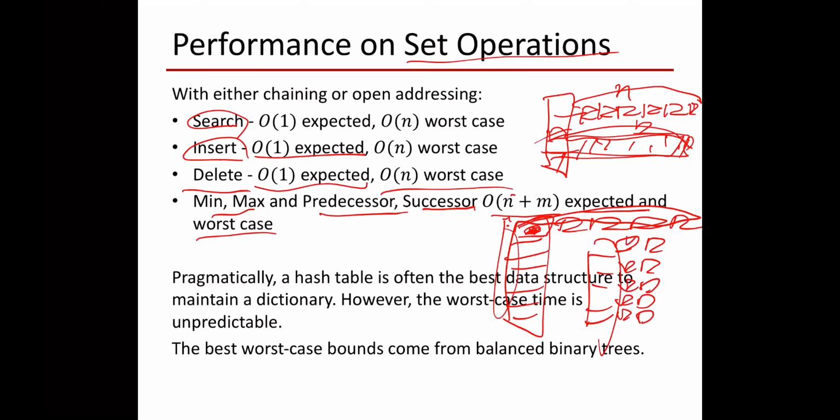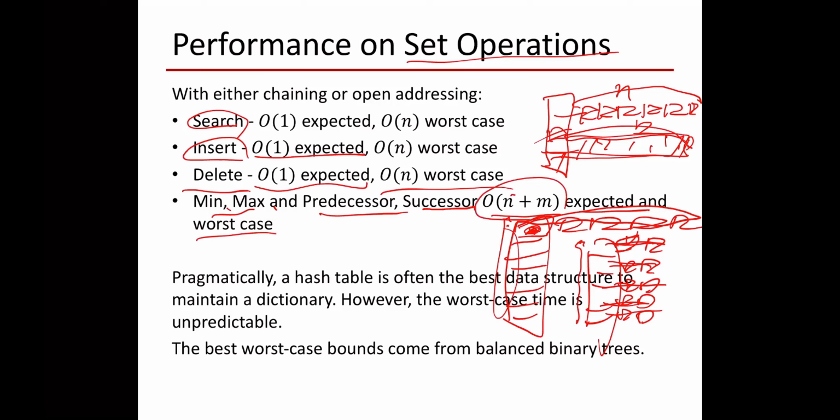How can I find the next of it? I don't know. I have to read through everybody, which is n plus m. All the numbers and all the buckets. You have to run through all the buckets and all the numbers. Therefore, it is n plus m. Clear? And the min and max, I don't know which one is min, which one is max. I have to read through everybody.